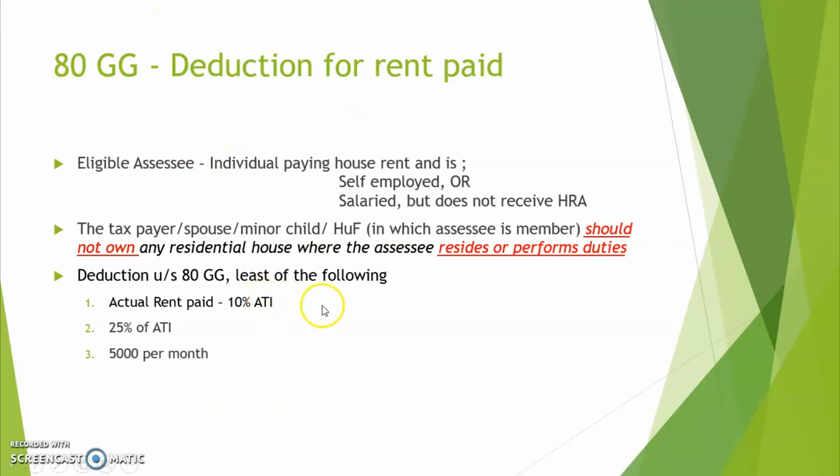So here it will be 80C to 80U except 80GG. Alright, 25% of ATI is the second one and finally 5,000 per month. Calculate all these 3, take the least and that will be your deduction.